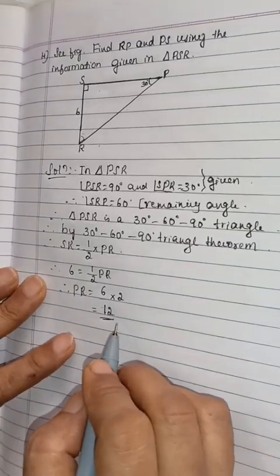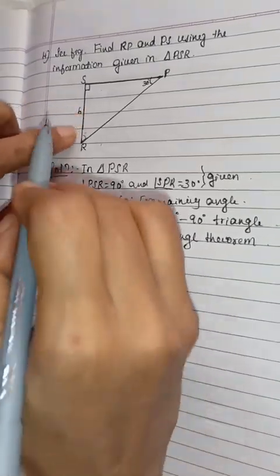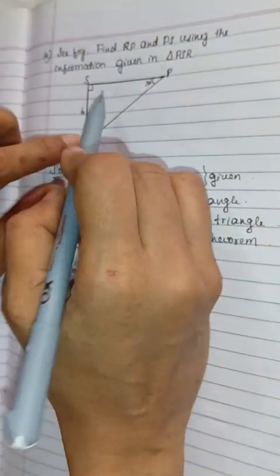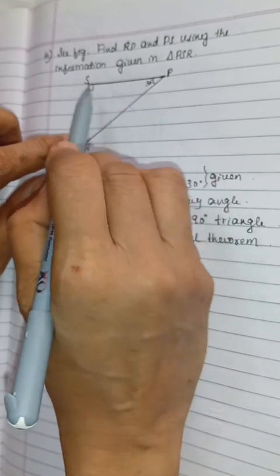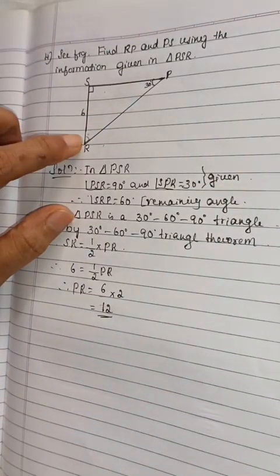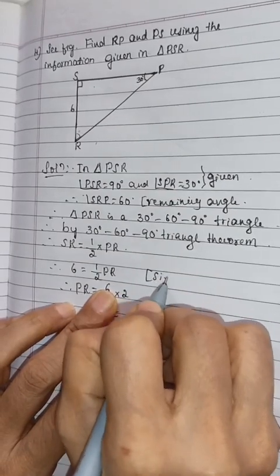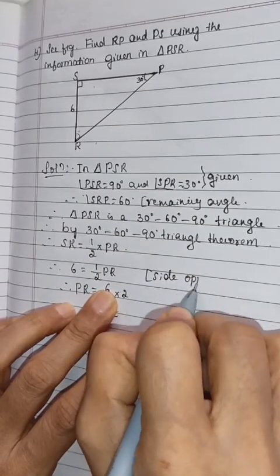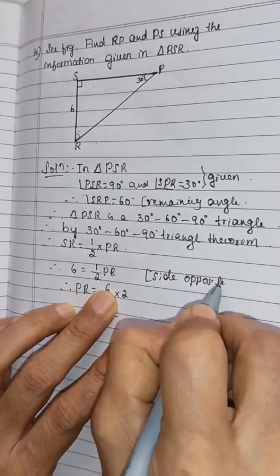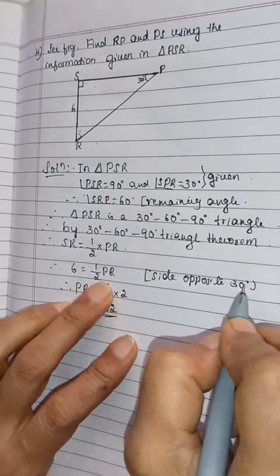Now we have to take 60. We have to find out SP now. Therefore here write the side opposite to 30 degrees. This is PR.